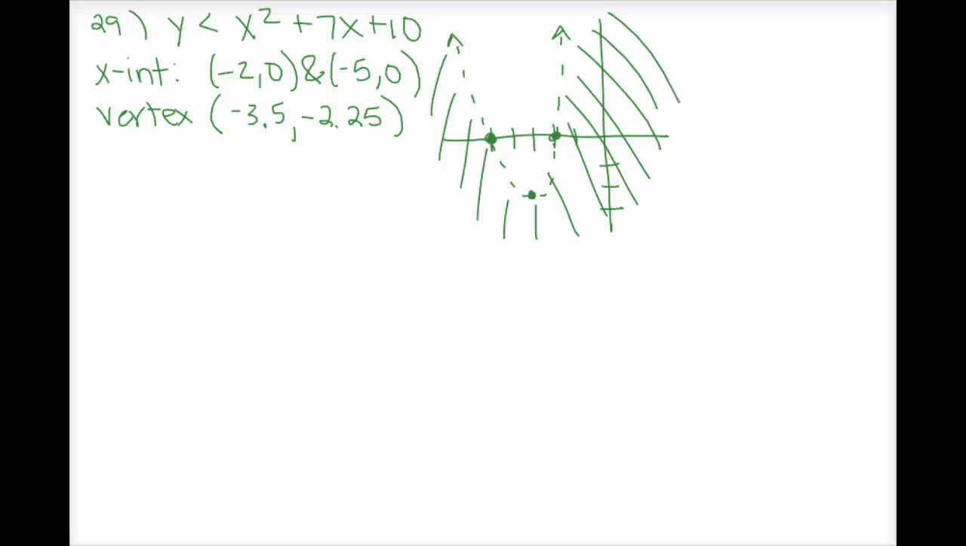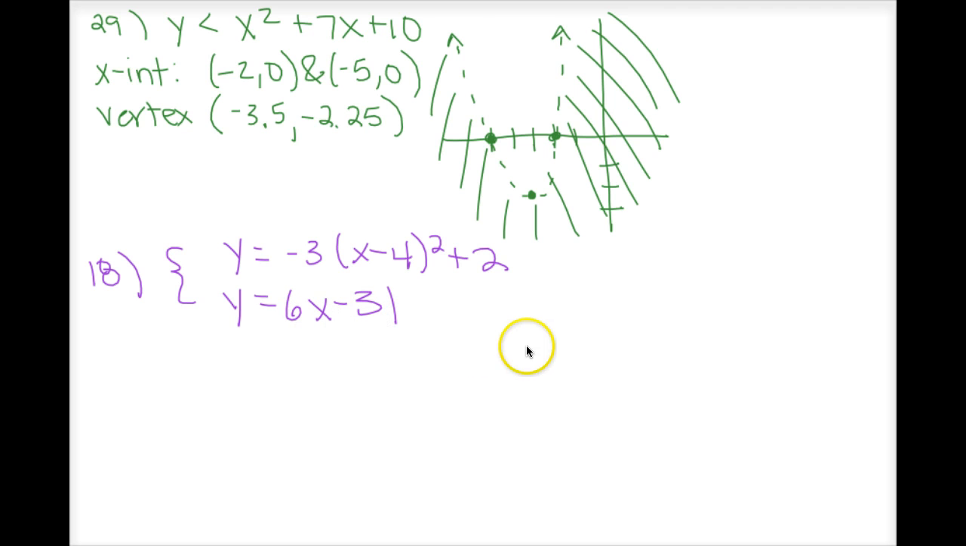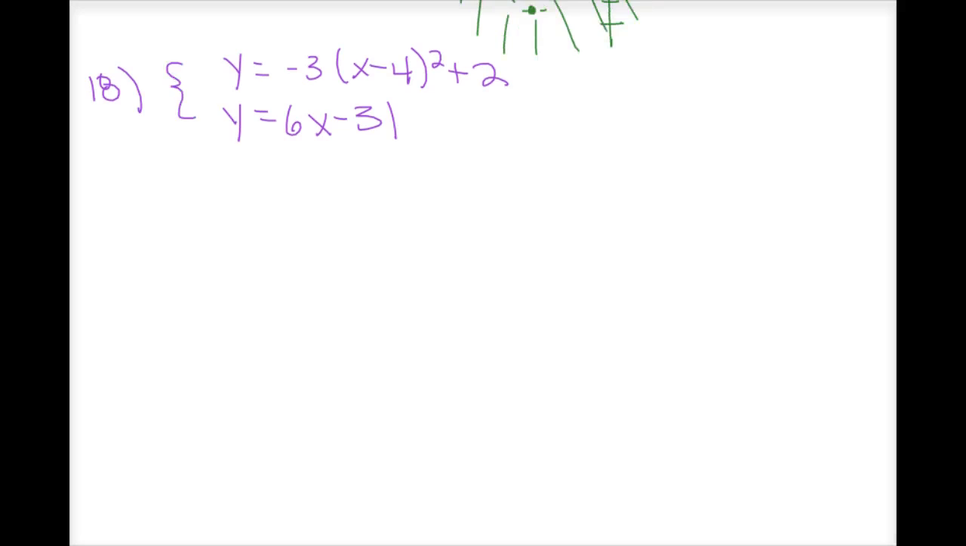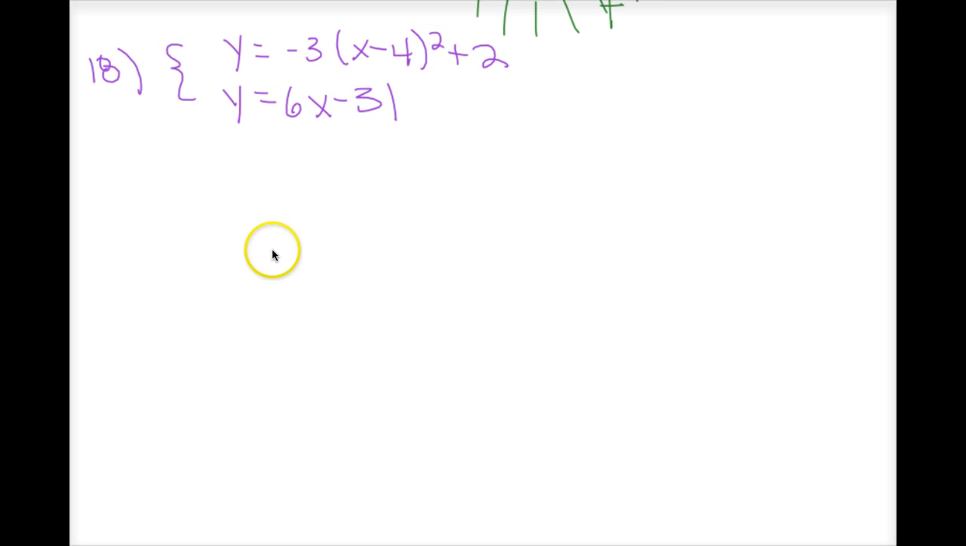So we are going to look at, let's do number 18, where you had y equals -3 times x minus 4 squared plus 2, and y equals 6x minus 31. So remember, step 1 is to set them equal to each other and solve for x. So I'm going to do -3 times x minus 4 squared plus 2 equals 6x minus 31.